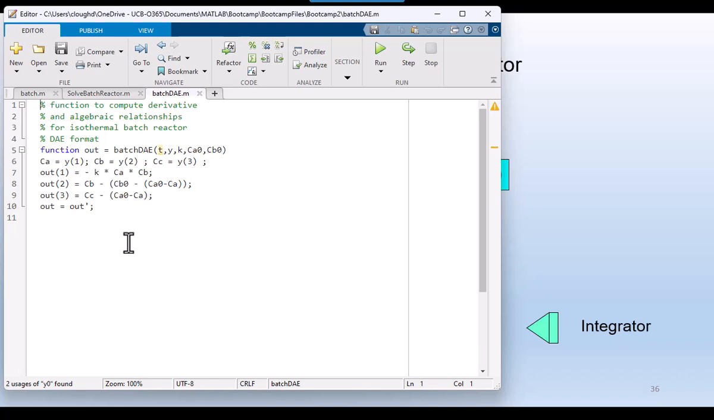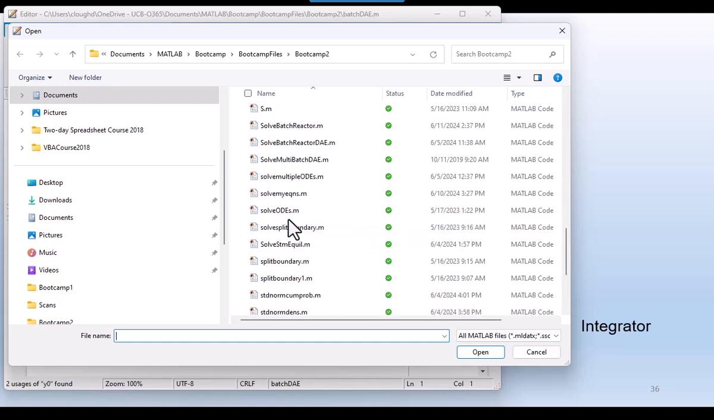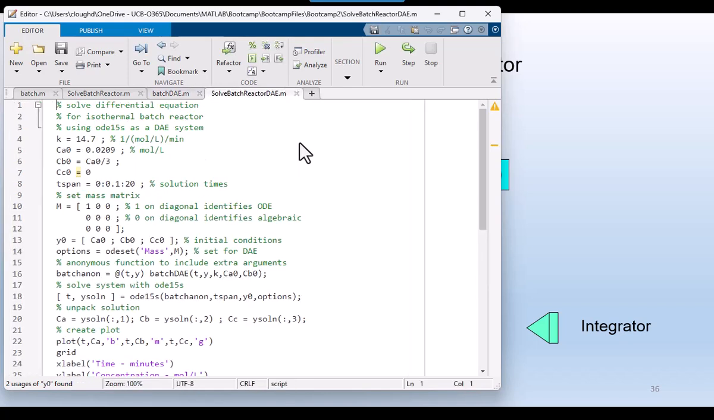And so let us take a look at how we go about solving that, because it's a different approach. And so we'll open a routine called solve batch DAE, solve batch reactor DAE. And you can tell right away that it's more involved because the statements don't fit on one screen. But there are a lot of comments too to help show you how to set this up. And the first four statements here are identical to what we had before, plus the t-span shown here is the same that we had before.